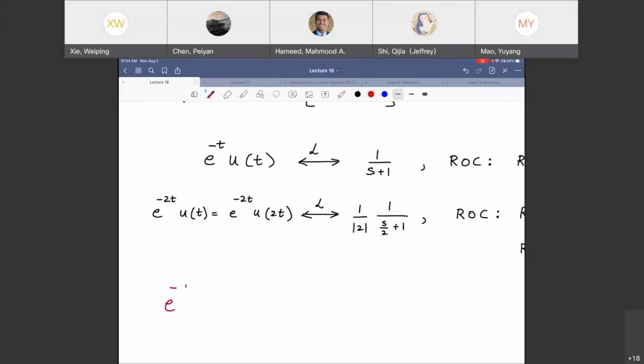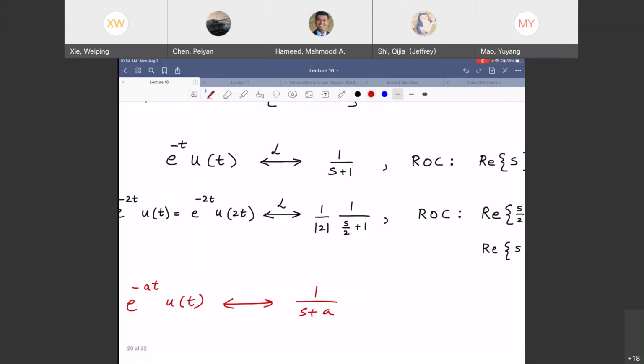Let me just write that over here. e to the minus at u of t, Laplace, 1 divided by s plus a, right? So there's a pole at -a. So this should be real part of s greater than -a. Yeah? So go ahead.